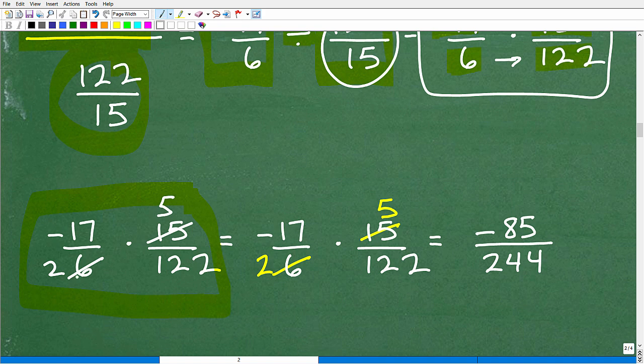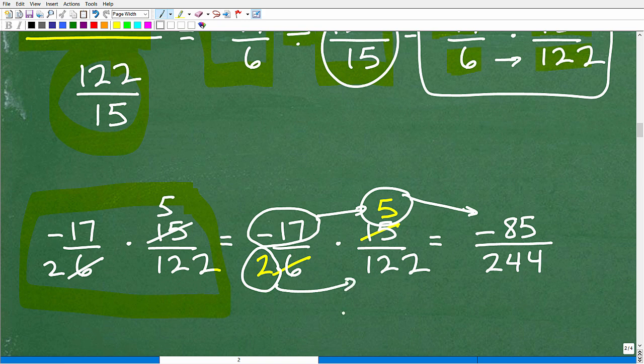Okay, this is helping us reduce the amount of reducing work at the end of this problem. So that's why I'm going to cross cancel these factors now, and then I'll multiply my negative 17 times 5, and that gives me a negative 85. And then I have 2 times 122. That gives me my 244.